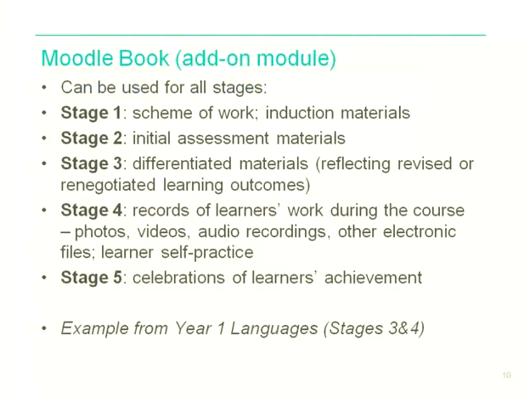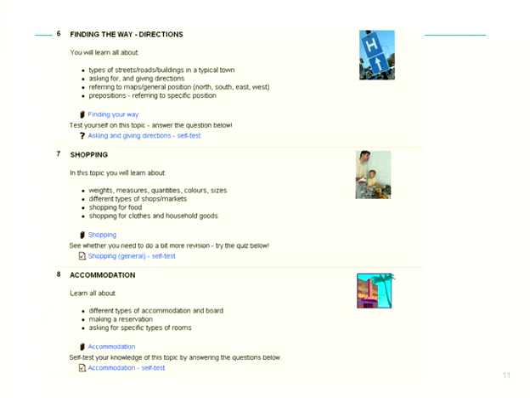Moodle book, in theory, you could use for all 5 stages. We are not using it for all 5 stages. I would say we're using it for probably 4, from 2 to 5 onwards. It is an add-on module, but it's basically like a series of connected web pages. We've used it extensively in a template that we've built up for Year 1 language courses, where we've set up a number of topics in books.